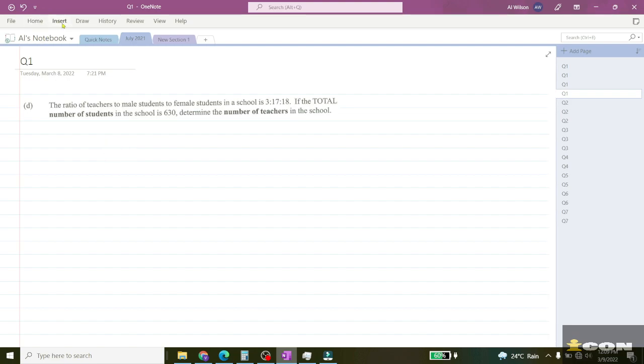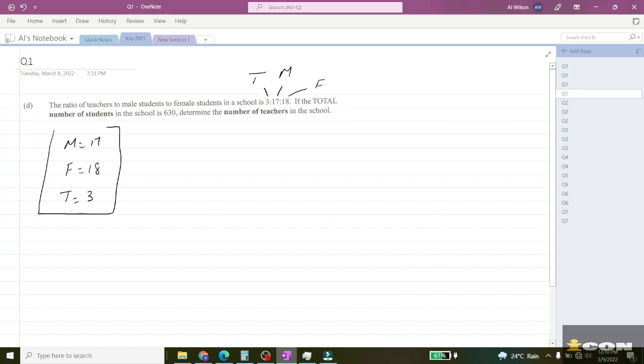Alright, so looking at the final part of this question, the ratio of teachers to male students to female students is 3 to 17 to 18. So this is teachers, this is the male students, this is the female students. Now if the total number of students in the school is 630, determine the number of teachers in the school. So what we can actually establish is that for male we have 17, and for females we have 18, and for the teachers we have the ratio of being 3. So all this is I've written out what the ratio is.